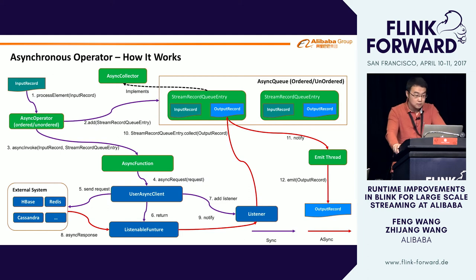Now, let's see how the async operator works. Firstly, the async operator will buffer the inputs in a queue, and then it will invoke the async function, which is a user-defined function. And also, the users should use an async method to access the external services in the async function, then return immediately in order not to block the processing. After the response from the external system comes back asynchronously, it will notify the framework to emit the outputs and remove the inputs from the queue. This is an asynchronous workflow.